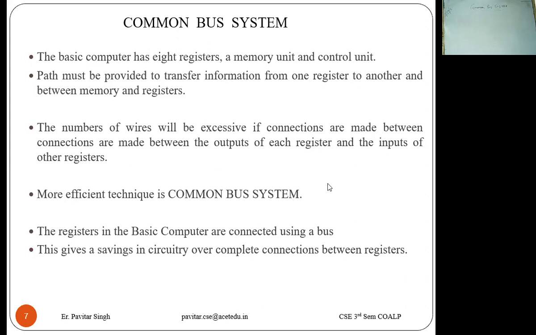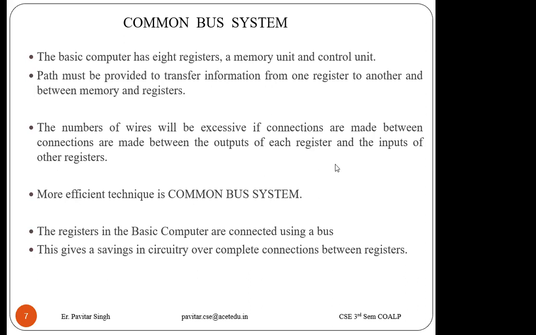So yesterday we learned about processor registers and their capacity and functions. Today we are going to learn the common bus system, how the data is written onto the bus and how the various registers are able to read the data from the common bus.